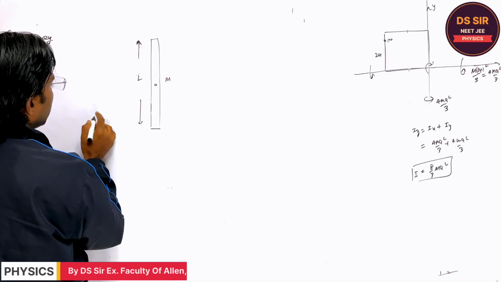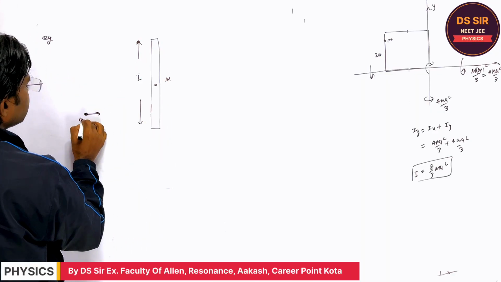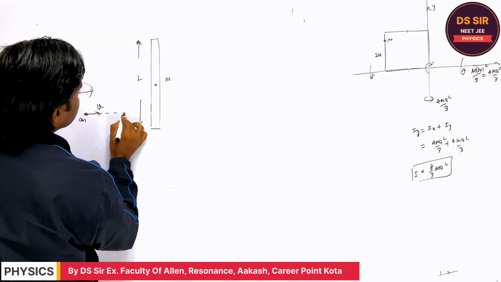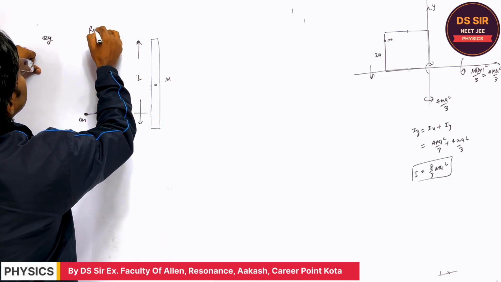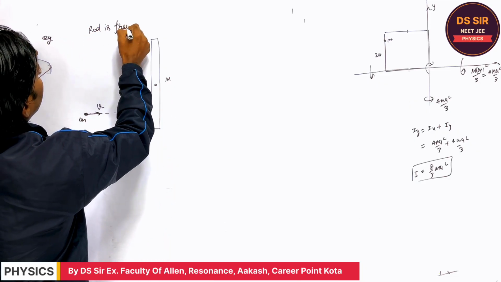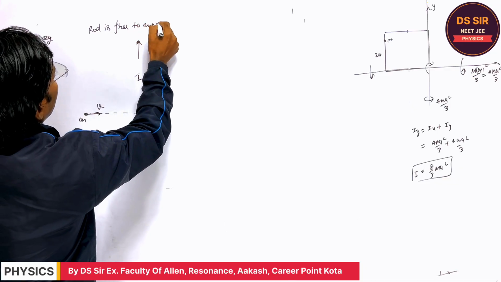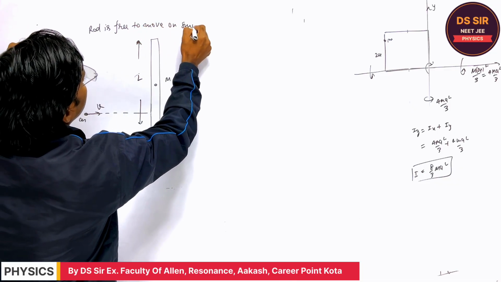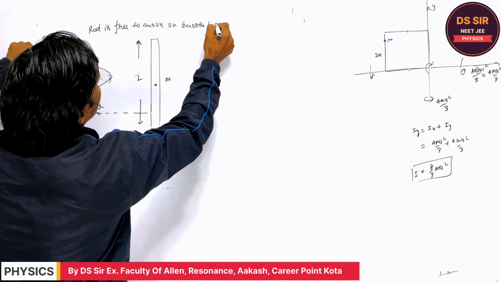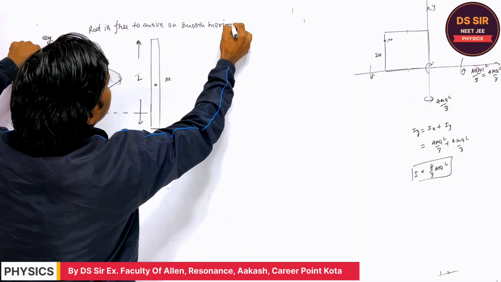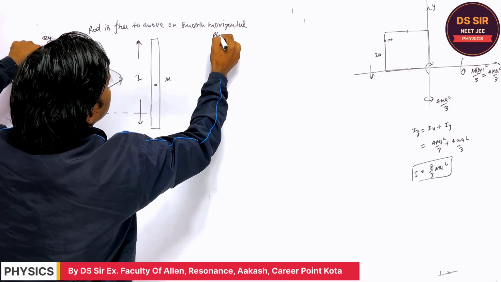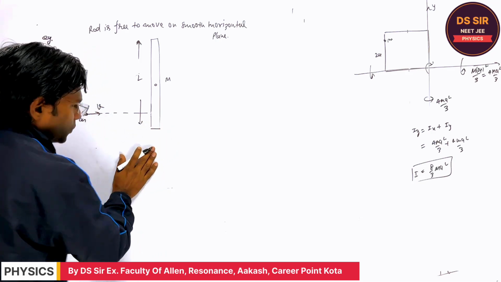So now a particle of mass m is moving with speed v like this, and this rod is free to move on a smooth horizontal plane, smooth horizontal plane, right? Like this. Okay, copy this.